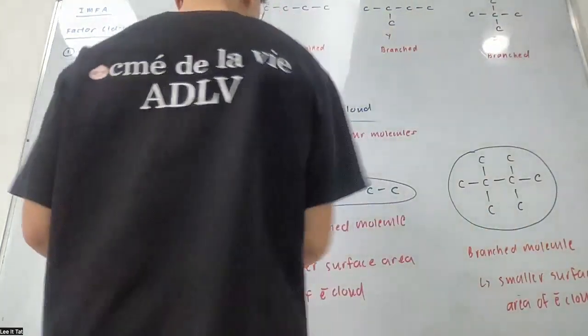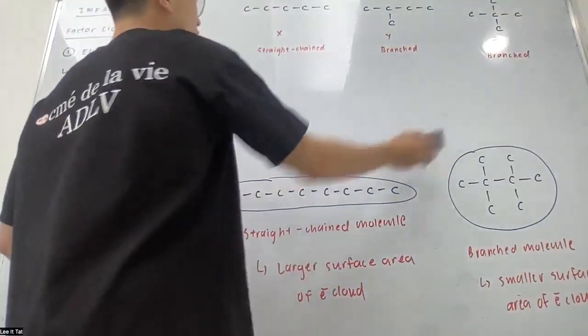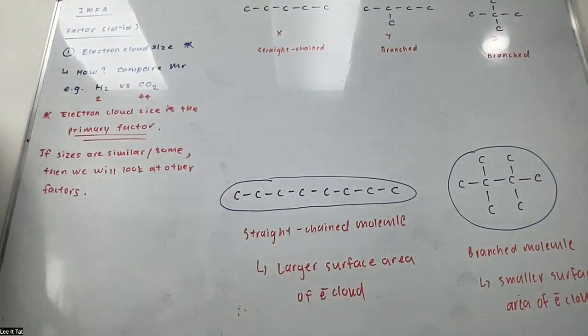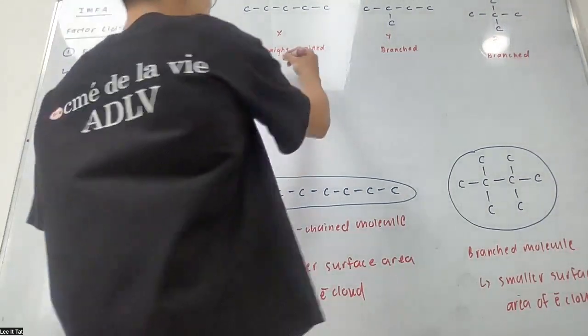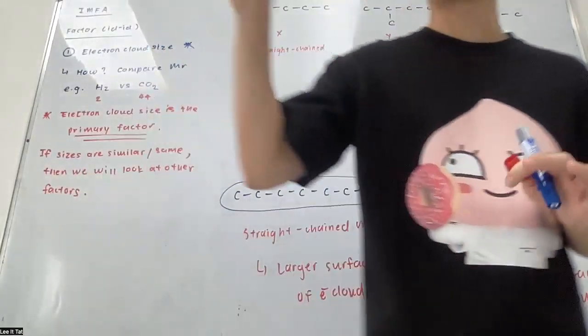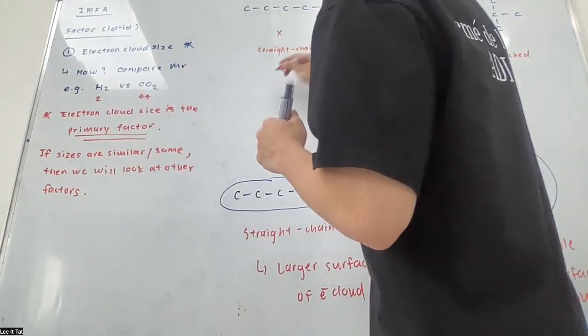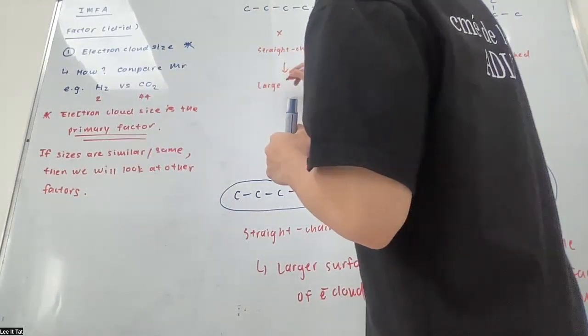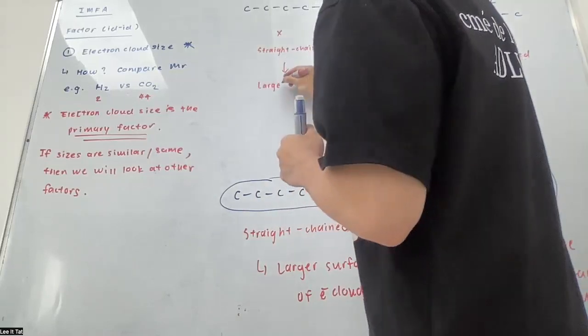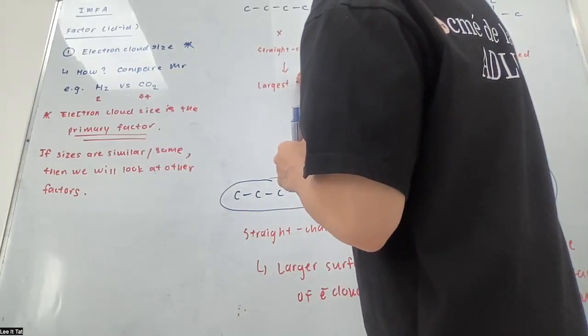We have not space anyway. If you have a straight chain molecule, it's what? It has a larger, or in fact, now that we have 3 molecules, what word should we use instead? Largest, yes. Okay, comparative language, I must be careful. X is a straight chain, Y and Z are branch. So X has a largest surface area.